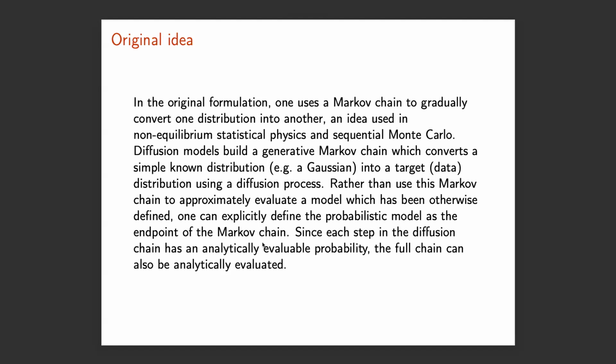In the original formulation, what you would do is use a Markov chain to gradually convert one distribution into another one. The idea is to use non-equilibrium statistical physics. Diffusion models build a generative Markov chain, which converts a simple known distribution into a target data distribution using a diffusion process. And we are coming back to that.